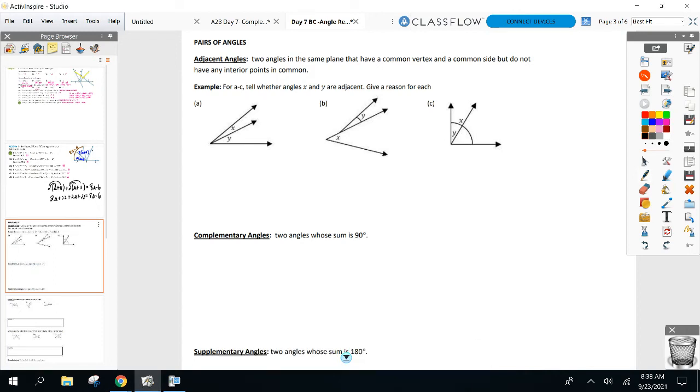Adjacent angles first. Two angles that are adjacent. Usually when I hear the word adjacent, I think of the phrase next to. They're next to each other. That's great, but we've got to also make sure they follow a couple rules.